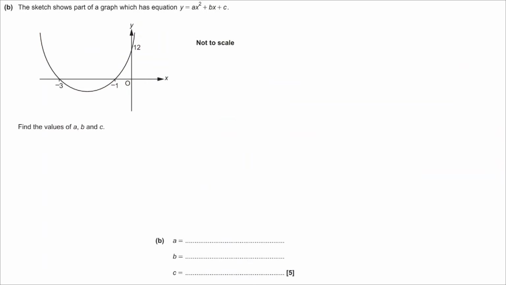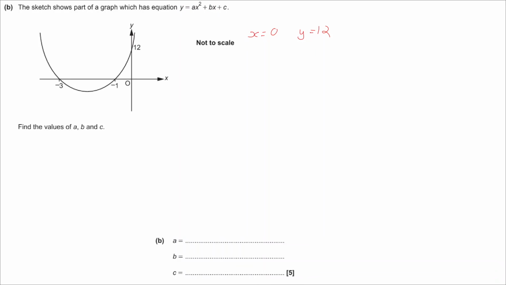Part B. The sketch shows part of the graph which has the equation y equals ax squared plus bx plus c, so it's a quadratic, as you can see. Find the values of a, b, and c. Now this here, you know when x is 0, the y value is 12. So this is just saying when x is equal to 0, y is 12. Let's make a note of this: when x is equal to 0, y equals 12. Let's put this into the equation, and we can get the c value.